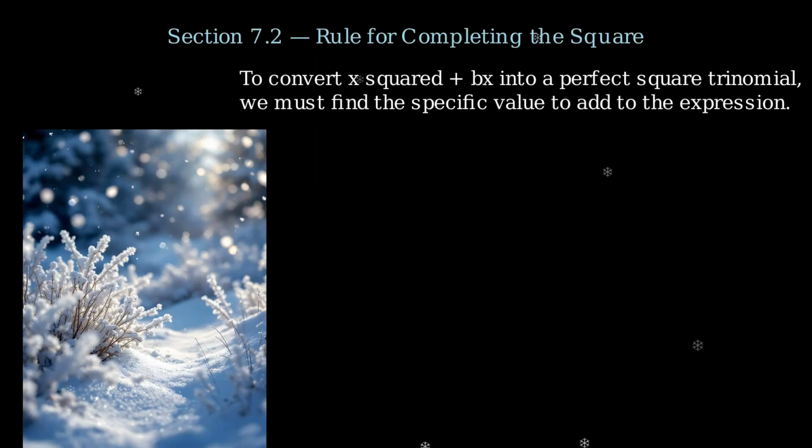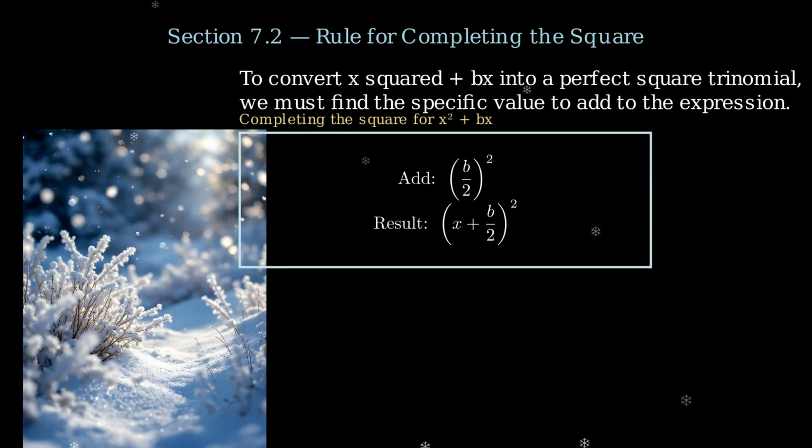Let's formalize the rule for completing the square for x squared plus bx. To convert any expression of the form x squared plus bx into a perfect square trinomial, we always add b over 2 squared. The resulting trinomial can then be written as the square of x plus b over 2.